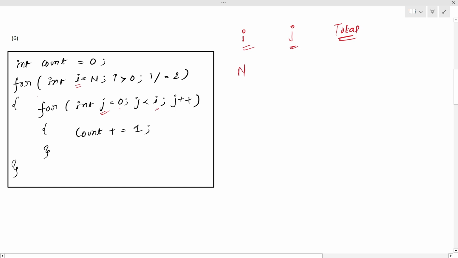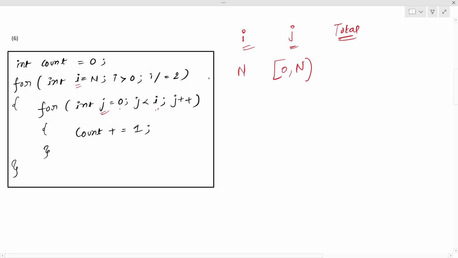That means j is not equal to i, but it will be less than i. So it will start from 0 and it will end at i, but it is not equal to i. That's why I'm writing parenthesis. But you can see i value is n here, so I can write something like this: 0 to n, parenthesis. That's it. It's easy, right?